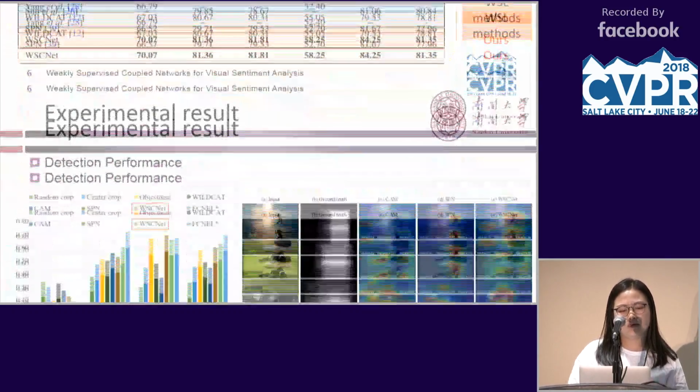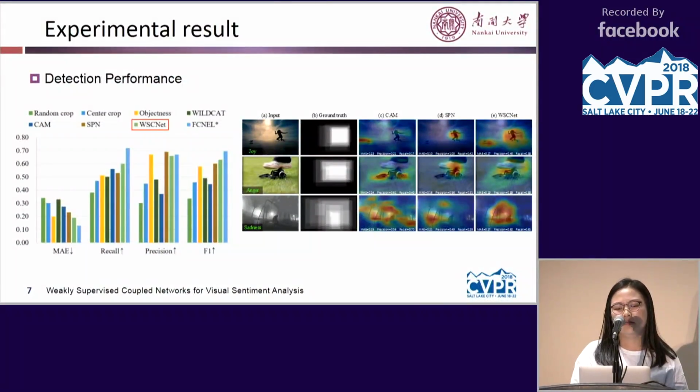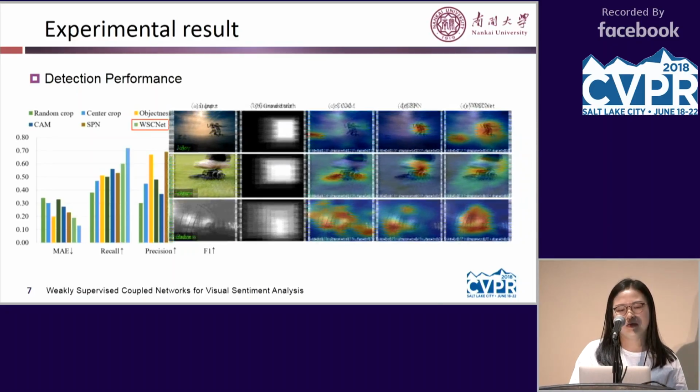And in addition, on the detection task, the WSCNet also performs favorably against other weakly supervised learning methods while achieving comparable performance with the fully supervised detection method. And as can be seen, the object-based weakly supervised method mainly focuses on the foreground objects, while our method can extend the regions to other sentiment-related background.